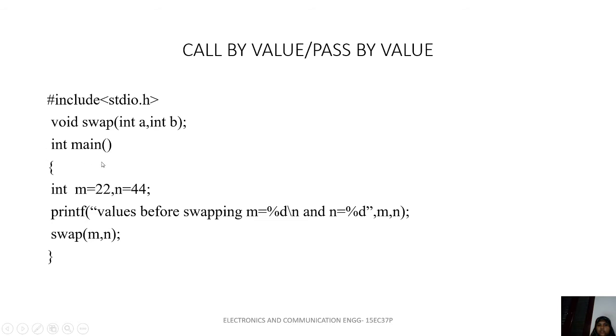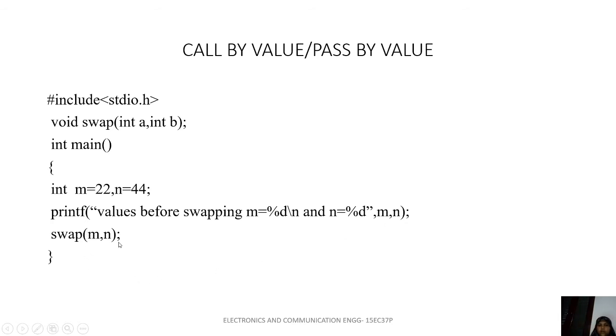The main program starts with the variables m and n. Initially we have assigned the m value as 22 and the n value as 44. You are going to write one print statement on the output before swapping. Swapping means you are exchanging the values of m and n. Before swapping, the value of m is 22 and the value of n is 44. Those values we are going to print on the output with the help of the printf function and the format specifier %d, because m and n are declared as integer variables.